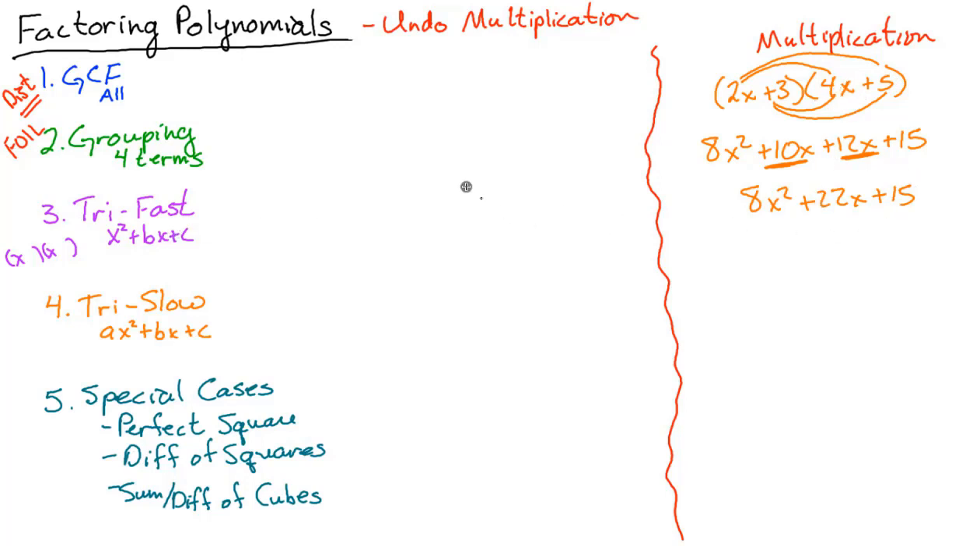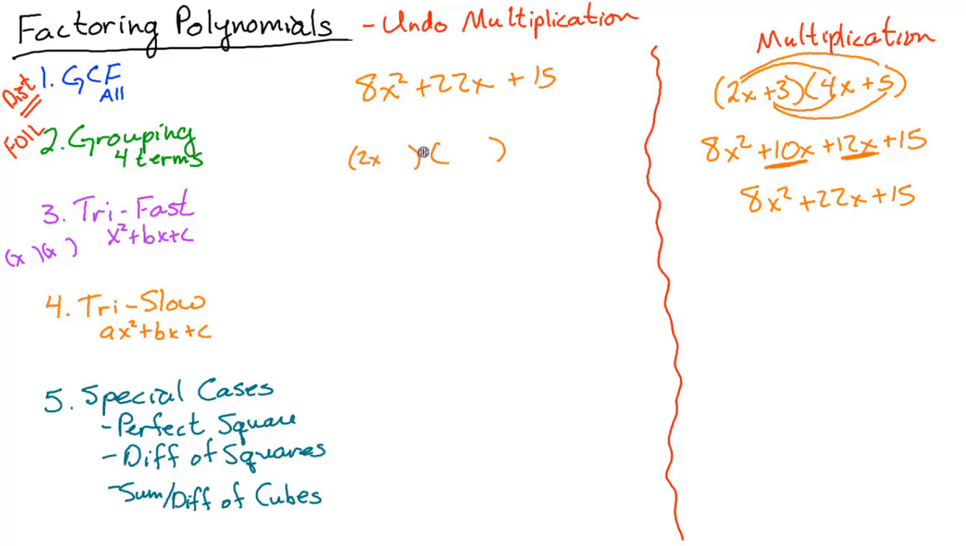So the question is, how in the world could you do it? 8x squared plus 22x plus 15. Like that. And you're like, how do we undo it? Well, in this case, this is why it's a little bit slower, it takes a few steps to break this apart. Because just for your information, when I learned how to do it, this is how we did it.